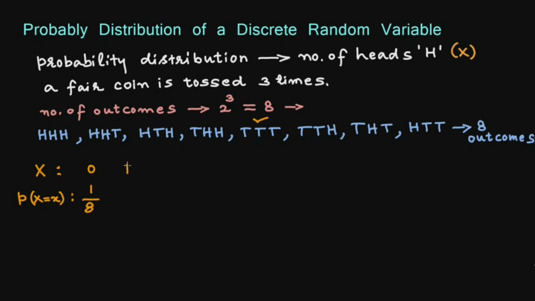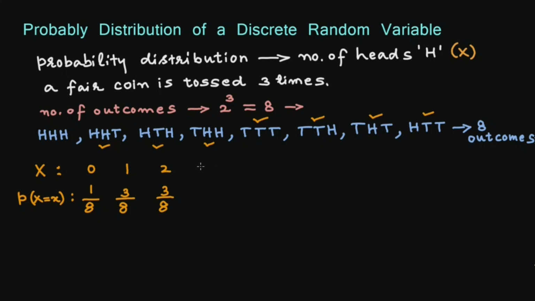Next, for 1 head, we have these 3 outcomes upon total number of outcomes. So 3 by 8 is the probability of 1 head. For 2 heads, we have these 3 outcomes upon total number of outcomes 8. So 3 by 8 is the probability of 2 heads.